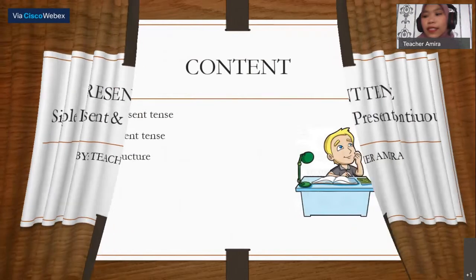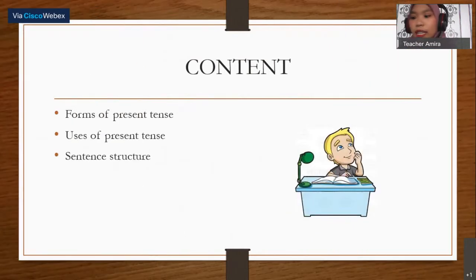Okay. The content for today. For today's lesson we're going to learn about the forms of present tense, uses of present tense, and also the sentence structure of present tense. Present tense. All right, this looks very simple and very easy.